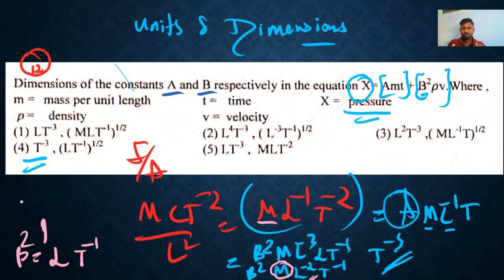So then b means half the value of it, right? That's correct, right? L T minus 1, to the half. This is the fourth answer. That's our answer.